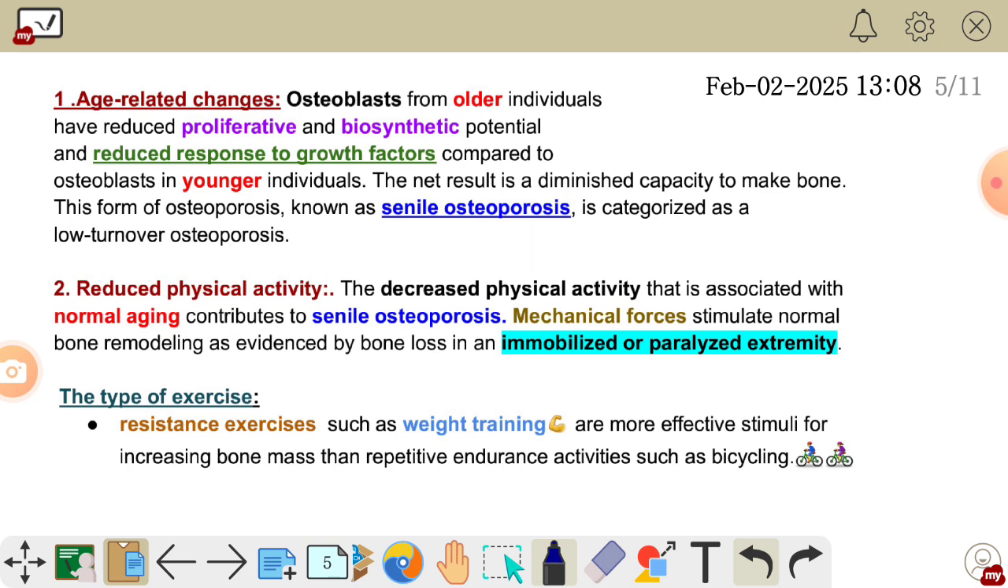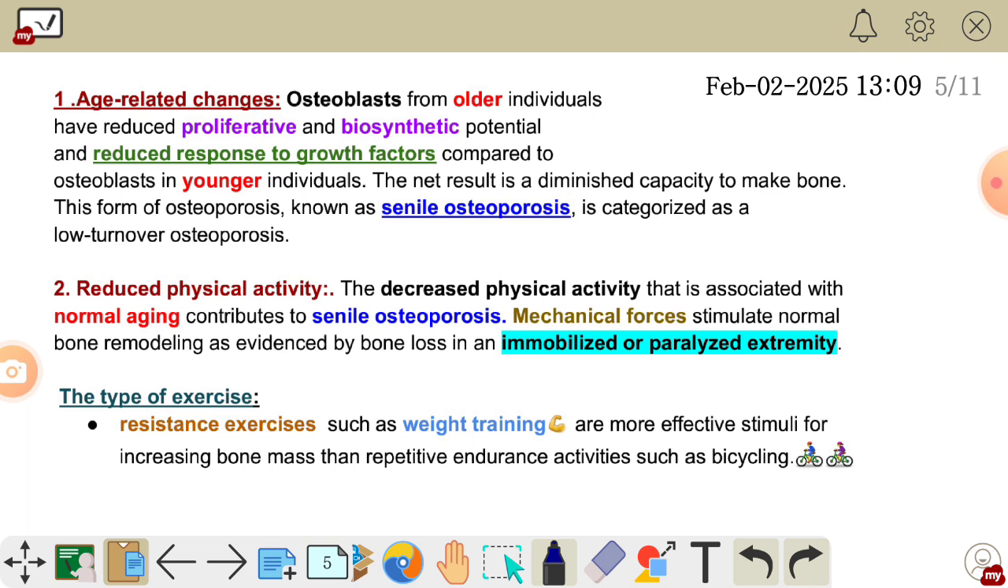Okay. So under age-related changes, what happens is that we have the osteoblasts. So in the formation of bone, we have these osteoblasts, which really play a very significant role. So we have the osteoblast and the osteoclast. So the osteoblast, as someone gets older, or in older individuals, they reduce in proliferation and biosynthesis. Okay, so what really happens here is that the osteoblasts are the ones which are responsible for bone formation.